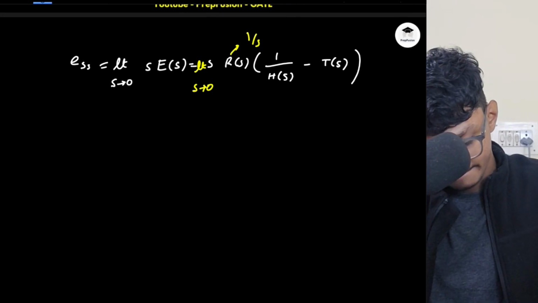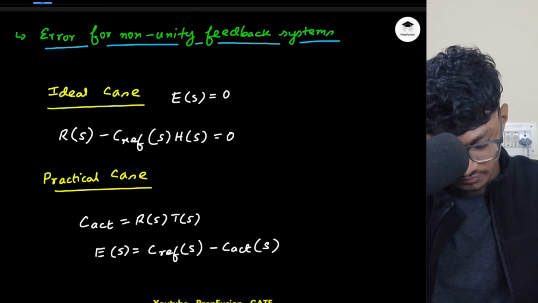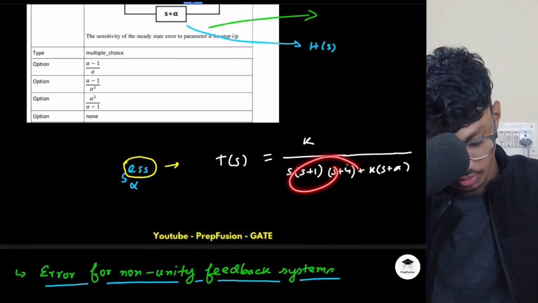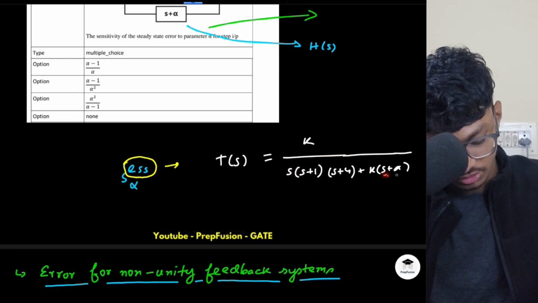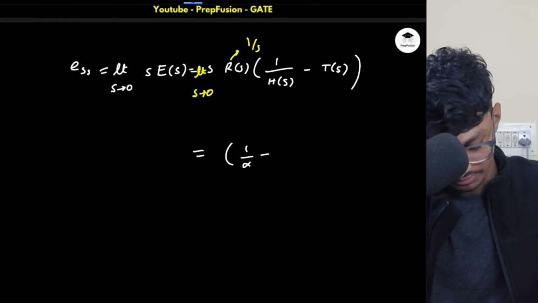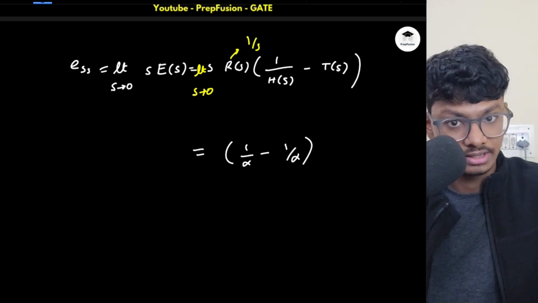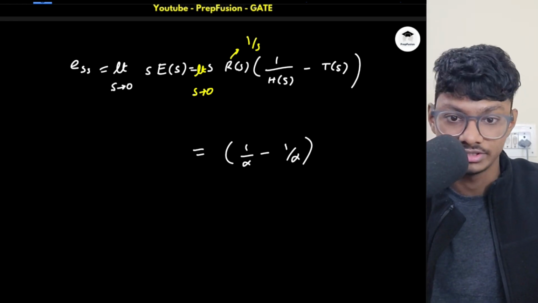So this will be 1 by alpha minus T of 0. What is T of 0? T of 0, this will be gone. This will be 0. This will be K into alpha. K by K into alpha. So K and K will get cancelled. This will be again 1 by alpha. So surprisingly, your steady state error comes out to be 0. Okay, it is not a function of alpha.